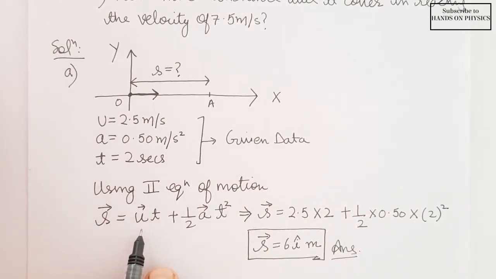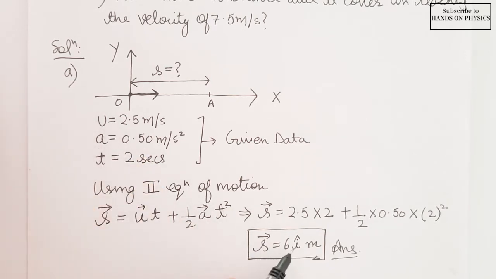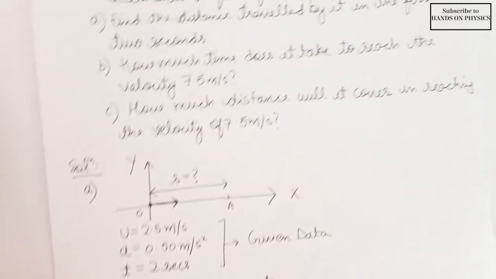Now you put the value of u, t, a and t square. This is the given data. You will get the result, that is 6 i cap meters. This I have written in vector form. Now read the second part.